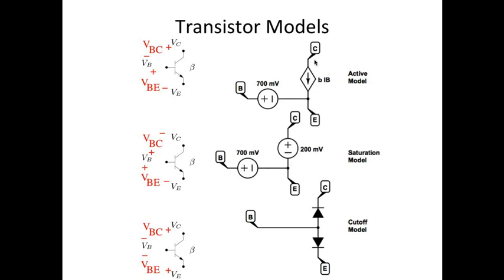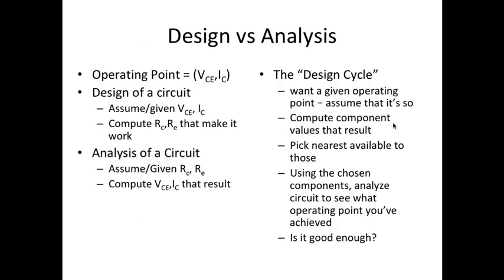So this is driven by VCB and VBE. If VBE is positive, you're either active or saturated. If VBE is negative, or not quite 0.7, then you're cut off. So VBE drives things, and then VCB determines whether you're in active or saturation. You'll get lots of experience with the different models in class and in this lab.